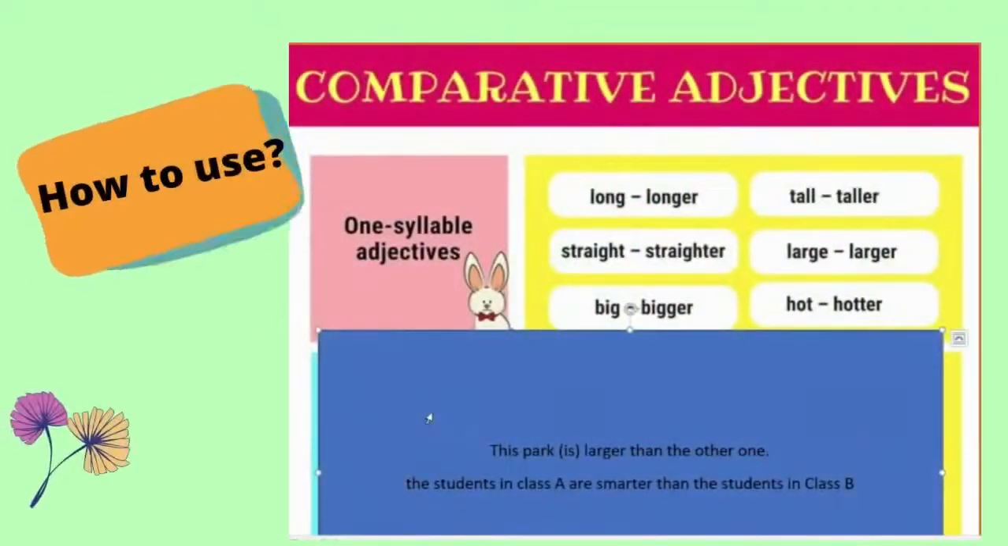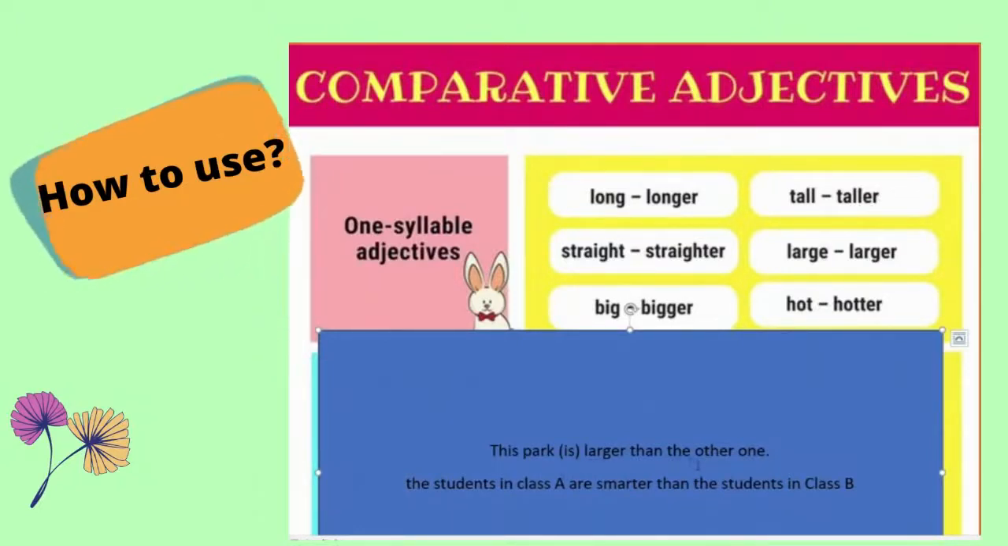So let's look at these examples to understand the meaning of one syllable adjectives. Number one, long. Because long has one syllable, then we add ER. It will be longer. And then in here, tall. Again, we add ER because it has just one syllable. And the same thing goes to the other adjectives.